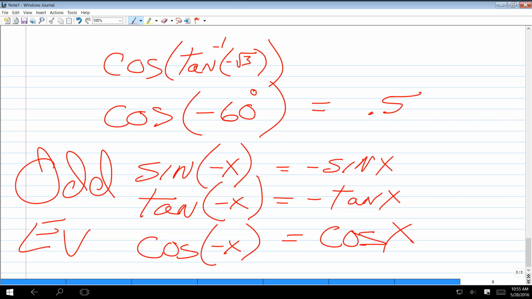So I could have applied that here and just said, well, the cosine of negative 60 is the same as the cosine of 60. But you're doing it in the calculator anyway, so it doesn't matter so much. But did they teach you these odd-even properties? I think you did, actually.